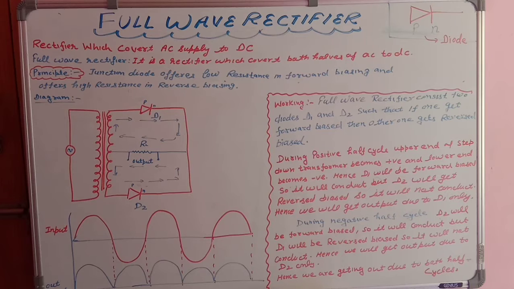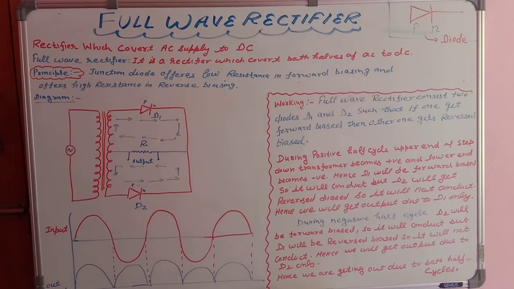Dear students, when I taught you about the half wave rectifier, I told you that a rectifier is a device which converts AC supply to DC supply. AC means alternating current, DC means direct current. Alternating current means current which changes direction. You can see here, for example, sometimes positive, sometimes negative, positive, negative. So that means alternately it is changing its direction as well as magnitude, so we call it AC.